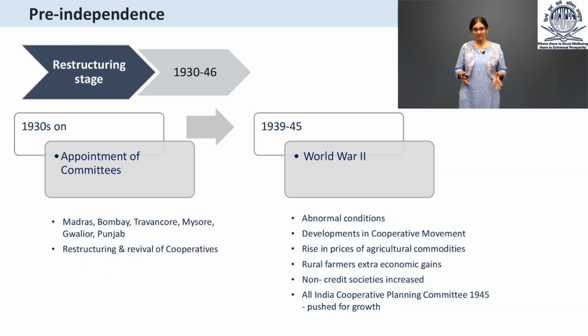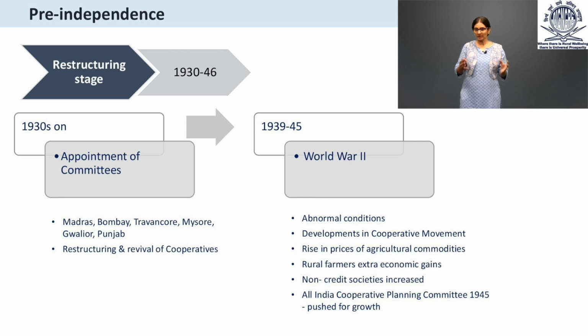So what followed then was a stage of restructuring of the cooperatives. So the restructuring stage was in the time period of 1930 to 1946. Various committees were appointed in Madras, in Bombay, in Travancore, Mysore, Gwalior, Punjab, and the purpose of these committees was to examine the possibilities of restructuring cooperative societies. So this phase was marked with a revival of interest in organizing the cooperative movement.